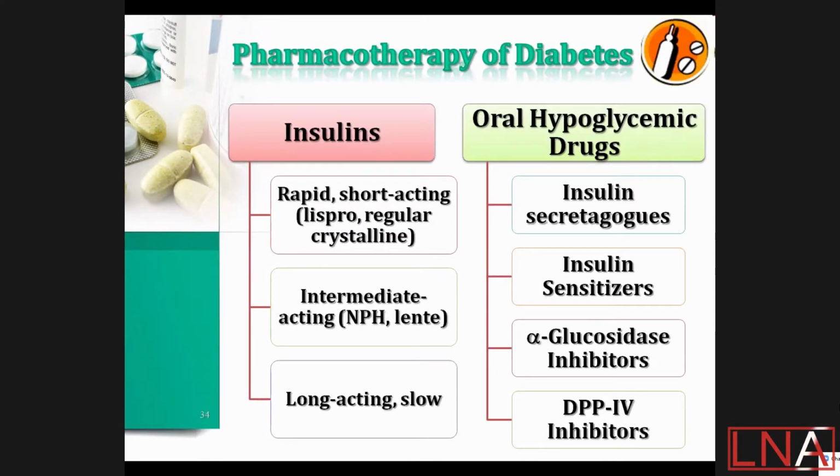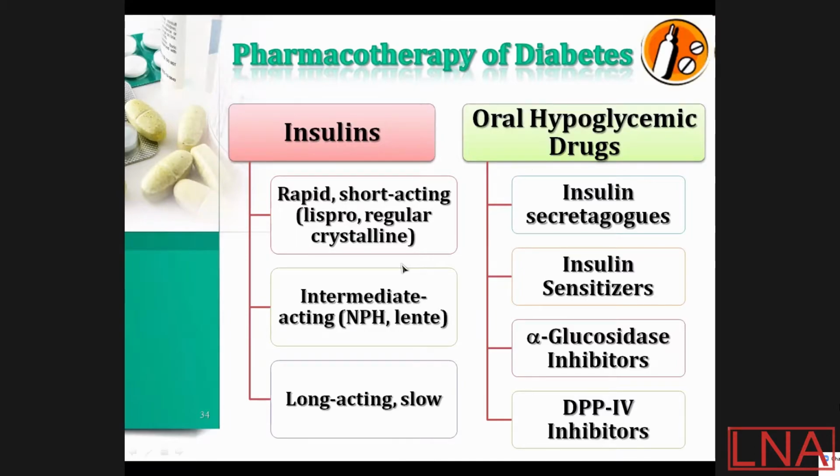And pharmacotherapy. So actually the main thing of our lecture, because it's pharmacology and we're talking about drugs. There are two main ways of treatment. First of all, different drugs of insulins, and second type of drugs, oral hypoglycemic drugs. Insulins are used for treatment of diabetes type 1, because there is no insulin production, and the patient should take exogenous insulin. Oral hypoglycemic drugs are used usually for diabetes type 2.